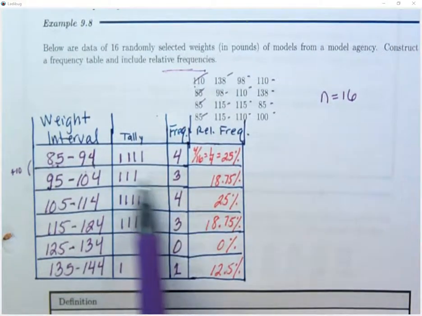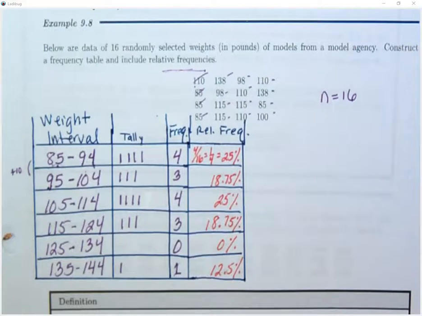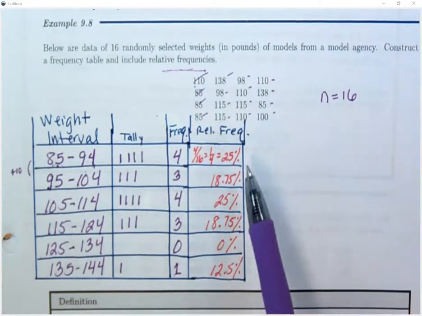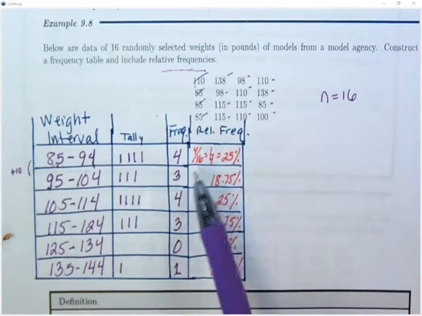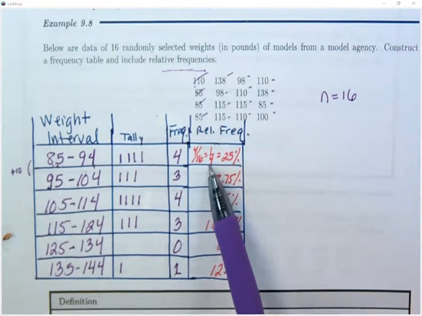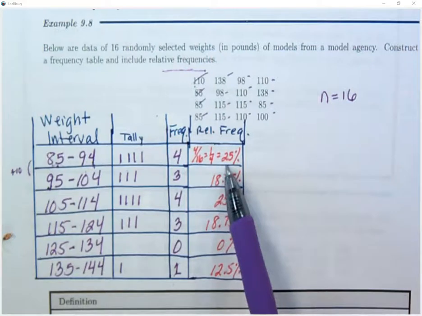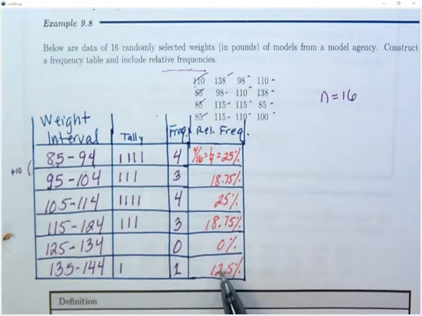Kind of sad here, pretty low weights. Construct a frequency table and include relative frequencies. For the relative frequencies, you could do a reduced fraction, a decimal, or a percent. I do like to work in percent usually, so that's what I'll tend to show.